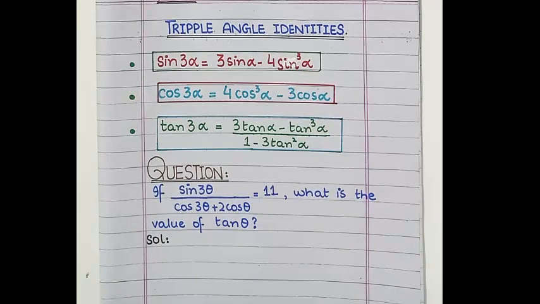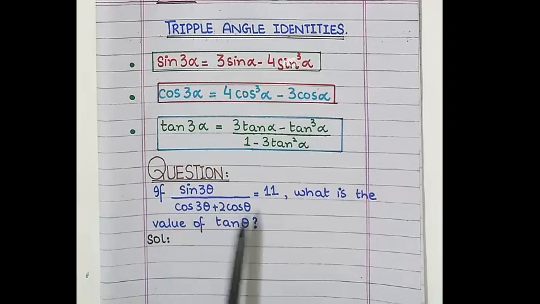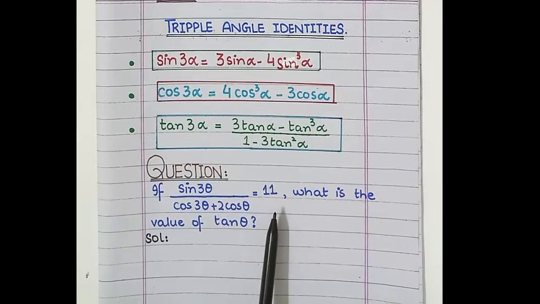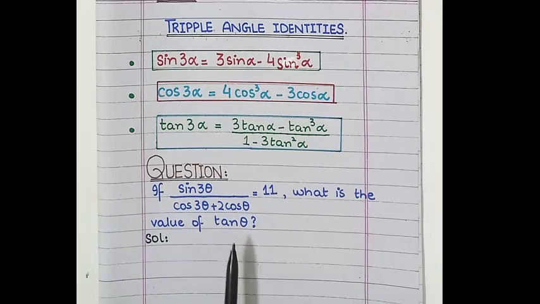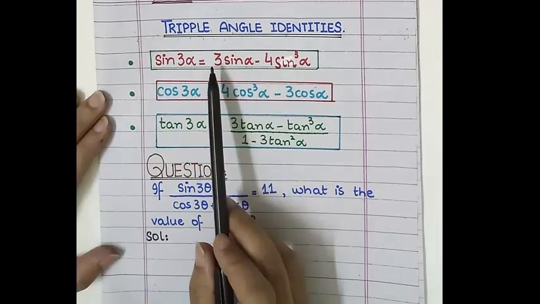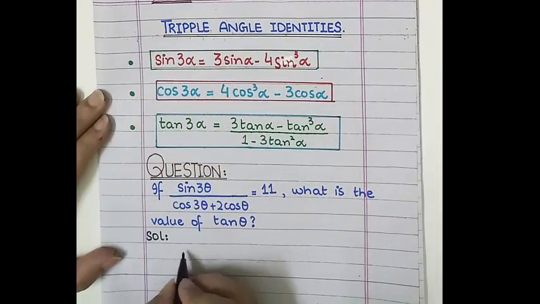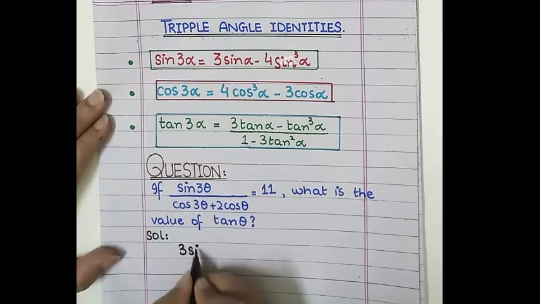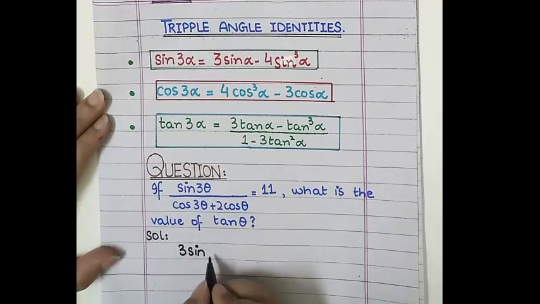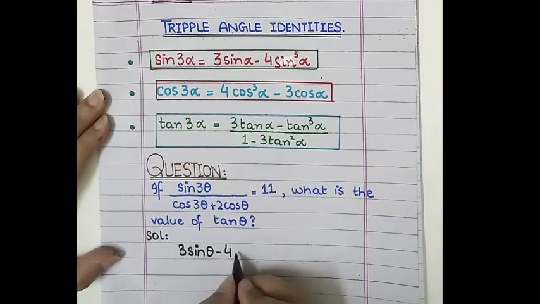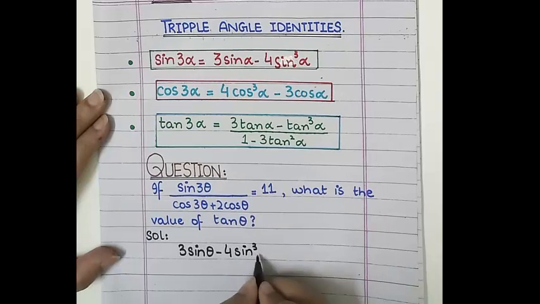Okay, the first question is, if sin 3 theta over cos 3 theta plus 2 cos theta is equal to 11, what is the value of tan theta? So this is the first question we are going to solve using triple angle identities. The formula for sine 3 theta is this one. So we will put the value 3 sine theta, we will write the formula in terms of theta, minus 4 sine cube theta.